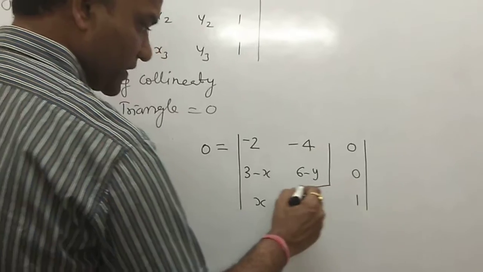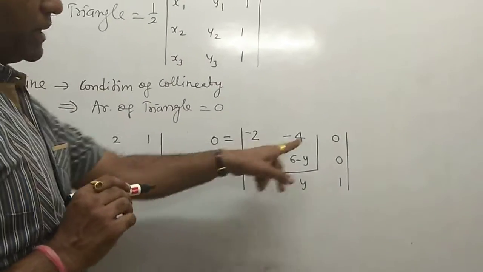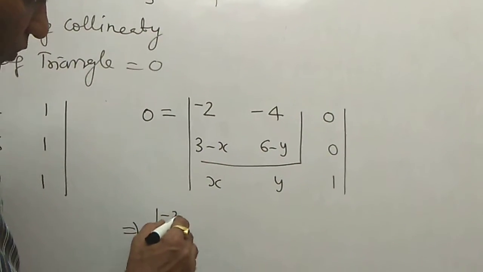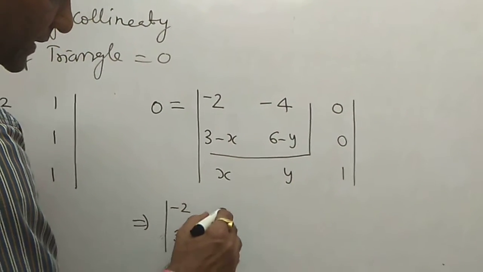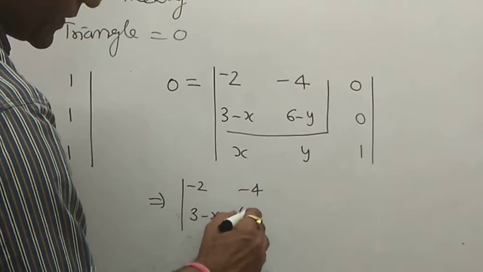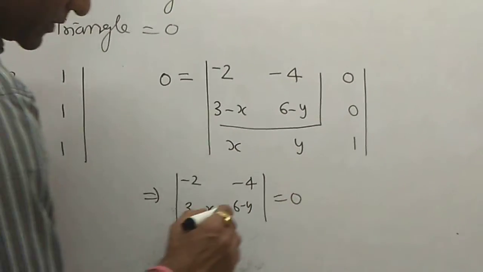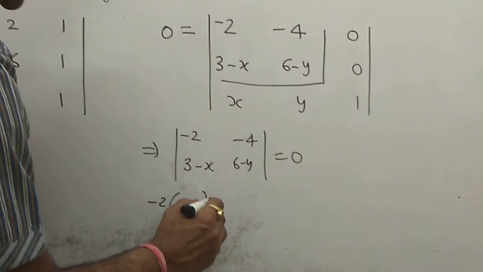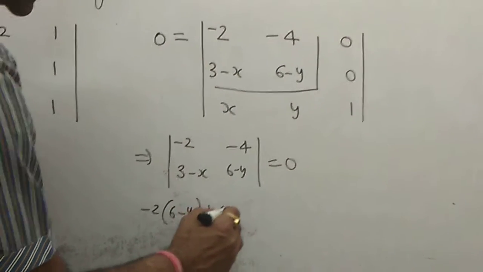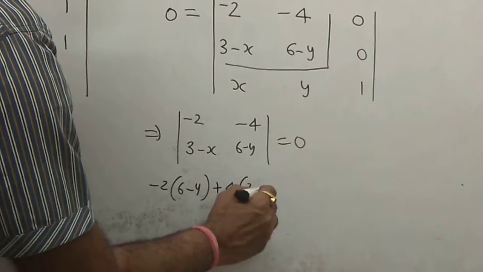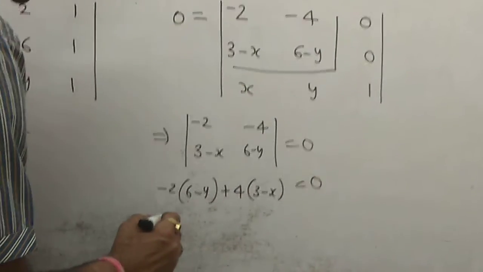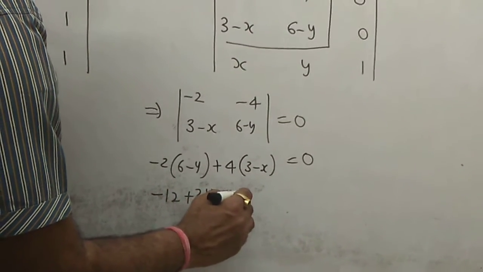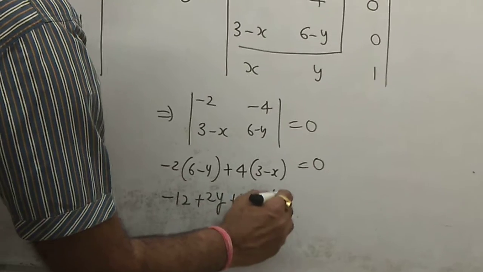But our important part is what? You have this determinant because you have the pair of zeros. So now you write down directly, it is minus 2, 3 minus x, minus 4, 6 minus y equal to 0. And then you multiply 2 times of 6 minus y and minus of minus plus 4 of 3 minus x equal to 0. So minus 12 plus 2y, 12 and 4x equal to 0.